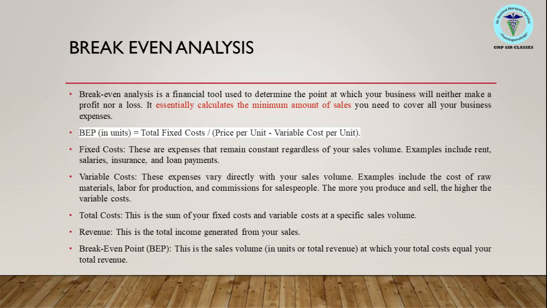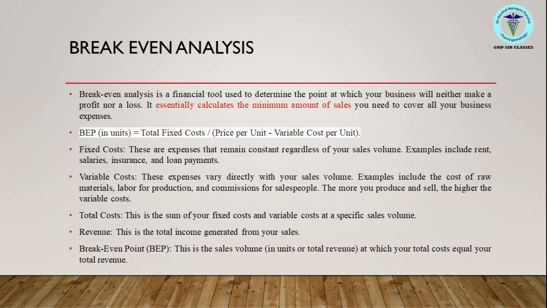Fixed costs. These are expenses that remain constant regardless of your sales volume. Examples include rent, salaries, insurance, and loan payments. Variable costs. These expenses vary directly with your sales volume. Examples include the cost of raw materials, labor for production, and commissions for salespeople. The more you produce and sell, the higher the variable costs.